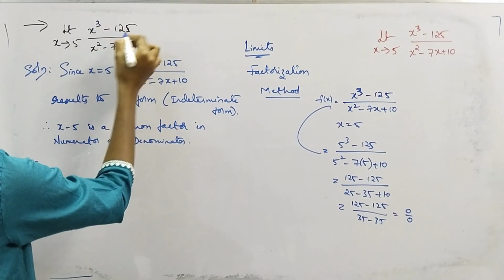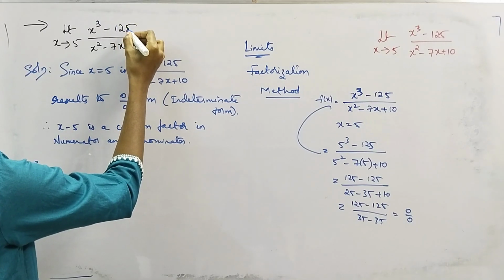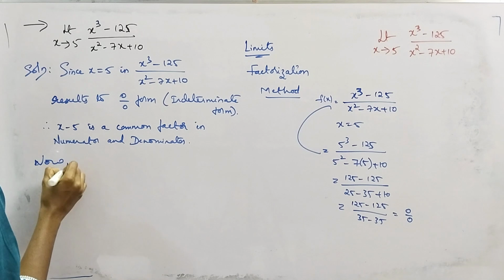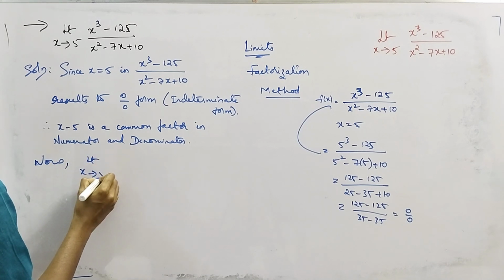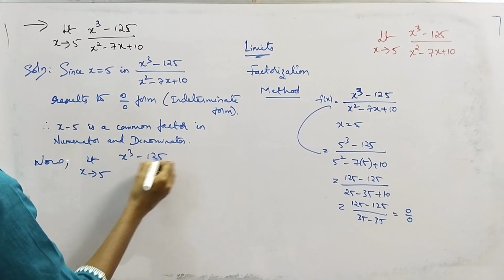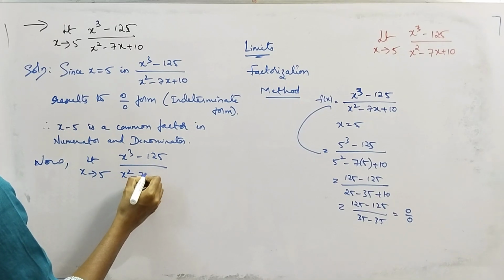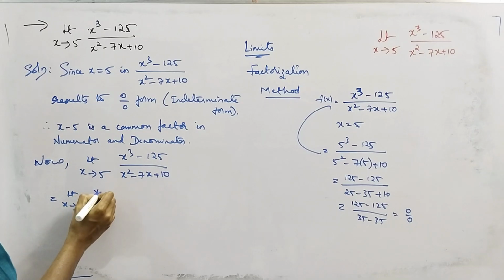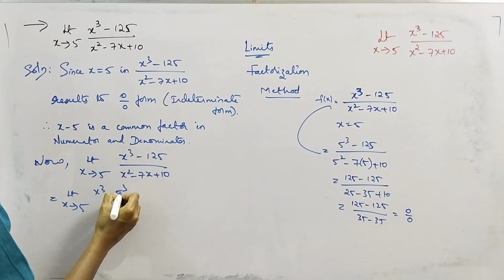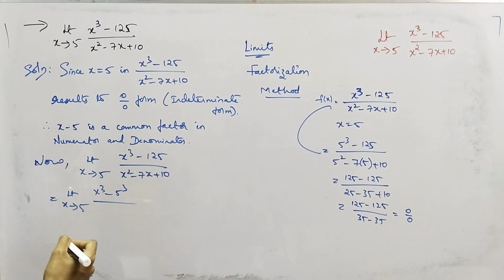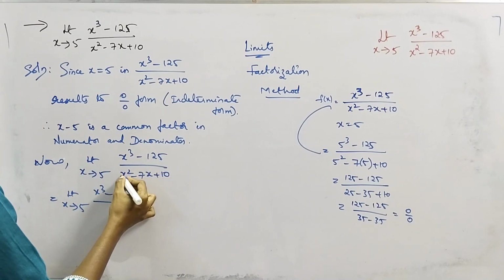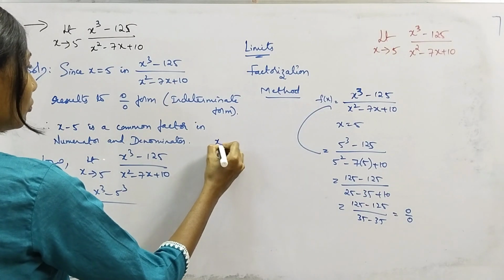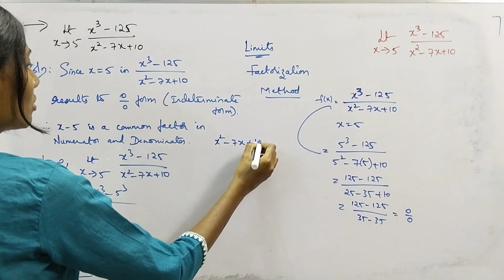Actually, here you have x cube minus 125, and 125 is 5 cube, right? You'll get x cube minus 5 cube. Let me write one more step. There is nothing wrong in it. Now we have limit x tends to 5 of x cube minus 125 by x square minus 7x plus 10, which equals limit x tends to 5. We can write 125 as 5 cube, 5 fives are 25, 5 twenty-fives are 125, right? And find the factors of x square minus 7x plus 10.